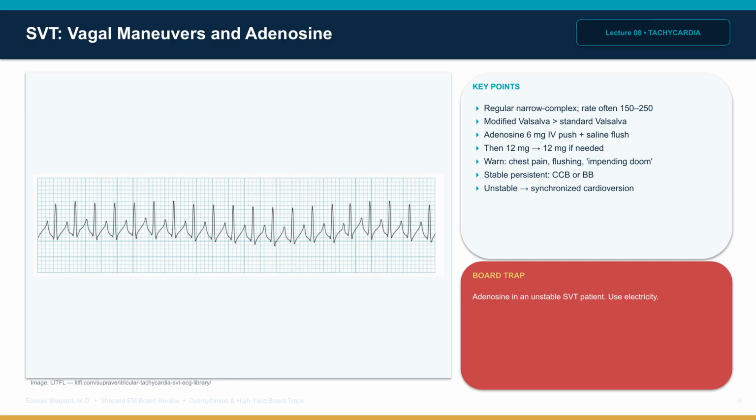Next step when adenosine fails in stable narrow regular SVT is a calcium channel blocker like diltiazem or a beta blocker. Never both stacked, given the risk of additive AV block and hypotension.